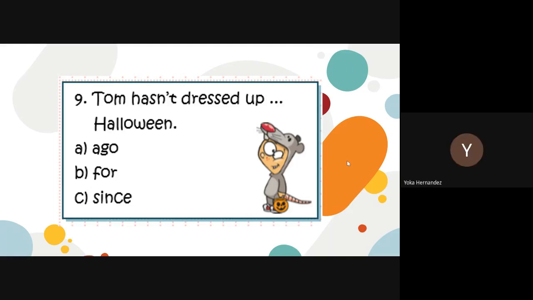Entonces aquí Yoka dice que Tom no se ha disfrazado Halloween. Ok, ¿qué dice aquel? ¿Qué es lo que dice en español? Para ver si lo entiendo, dice que Tom no se ha disfrazado Halloween. Okay. Le cambias a since. Okay, perfect. So it was since. Very good. It is since.